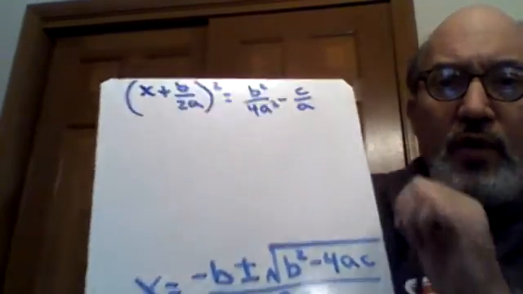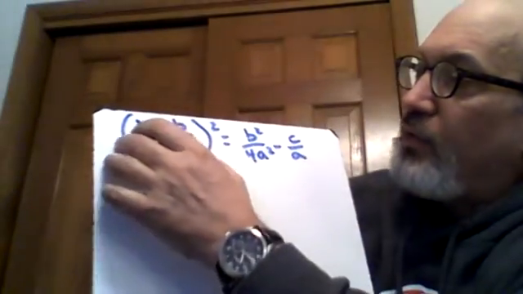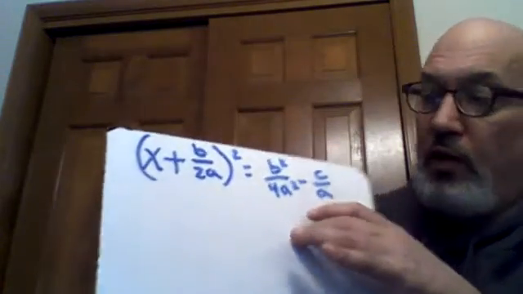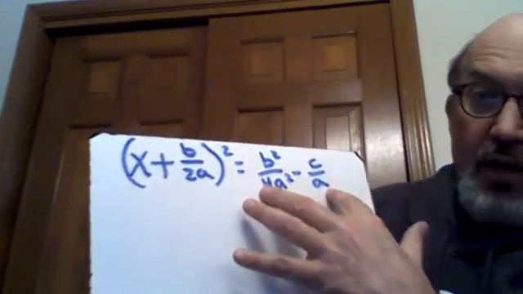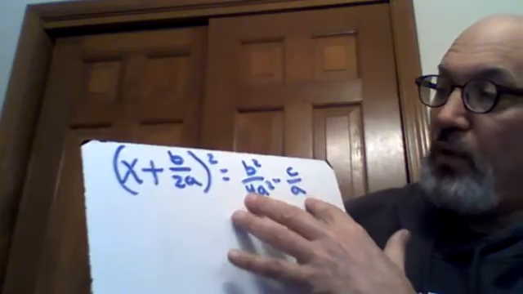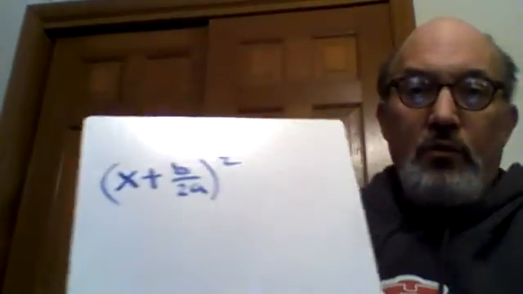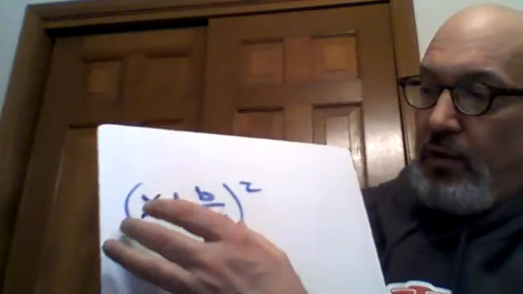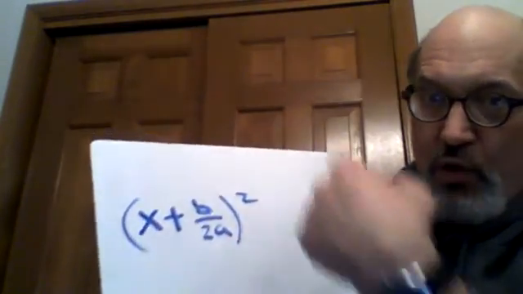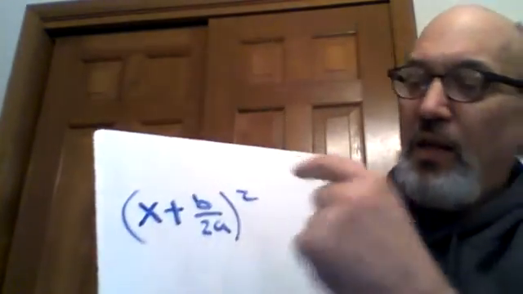So in our derivation so far, what we have is x plus b over 2a, all squared, equaling this right side that we had before. And before we continue with the derivation, I just want to make sure that you're good with this being equal to what was above it.